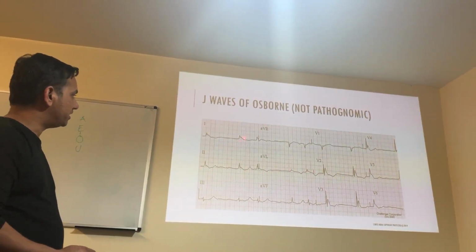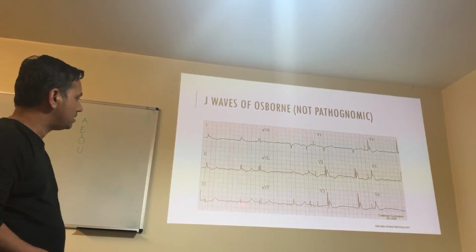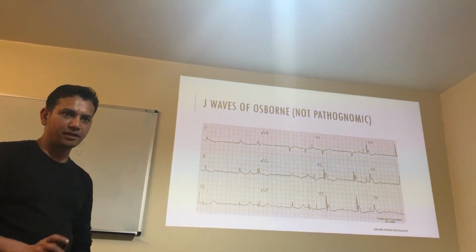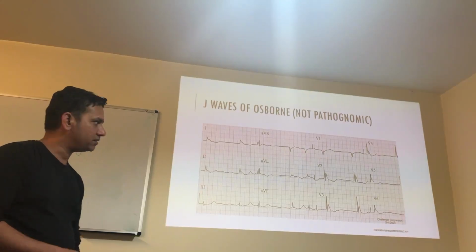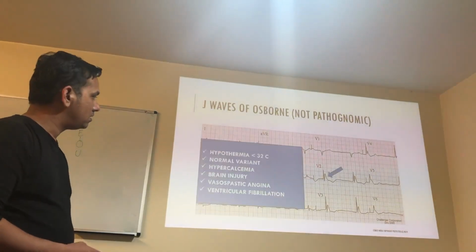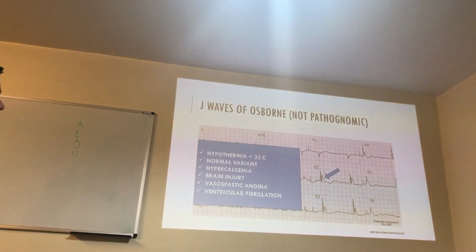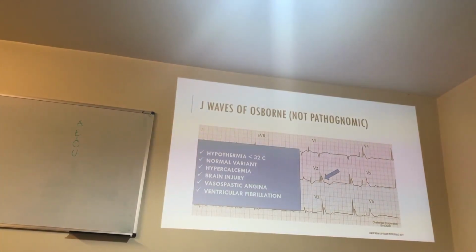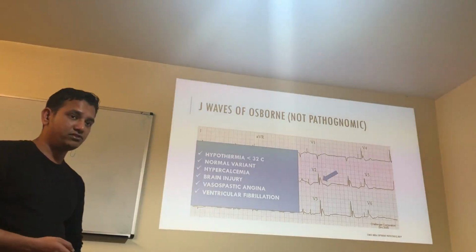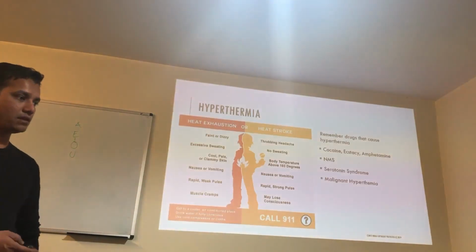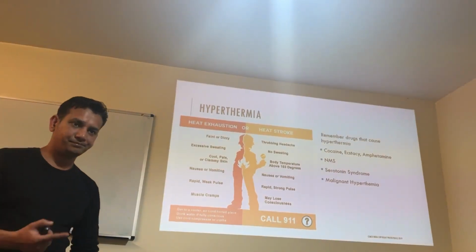So this is J waves. You can see J waves in a hypothermic patient, but it's not pathognomonic. It can appear in other conditions as well. It can be a normal variant for a person. Hyperkalemia can give rise to it. In brain injuries and in ventricular fibrillation, you can see it.